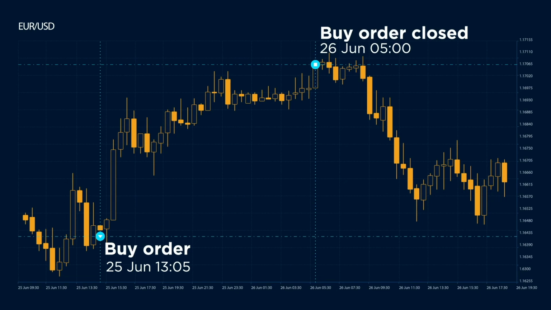The expenses are payment of half of the spread upon the order opening, which amounts to 0.3 pips or $3, and payment of half of the spread upon the order closing, which amounts to 0.4 pips or $4. In total, the net income amounts to $693.